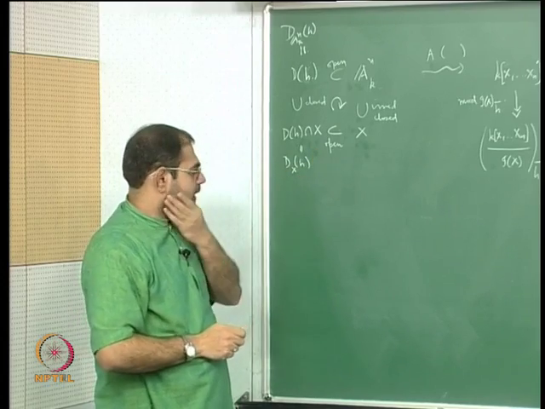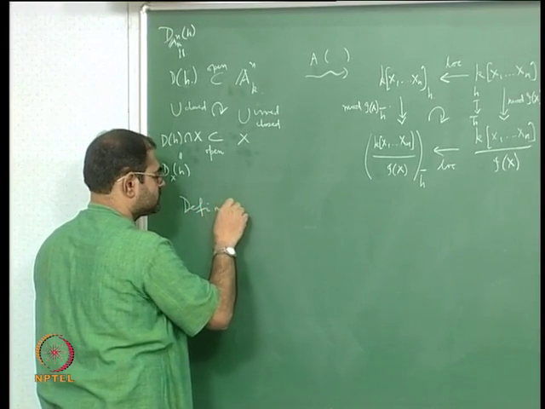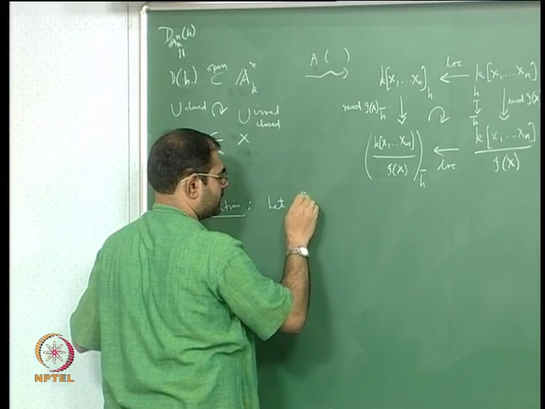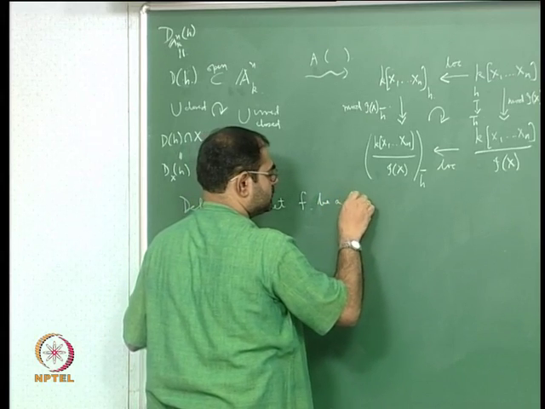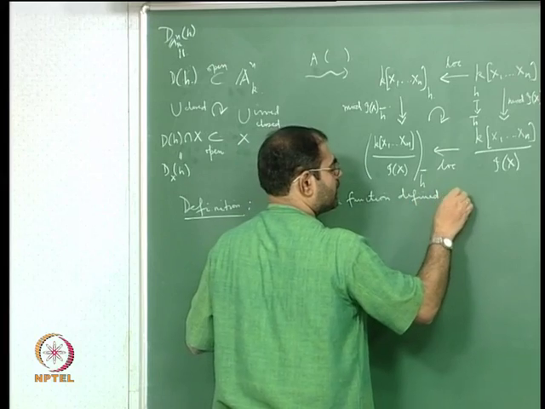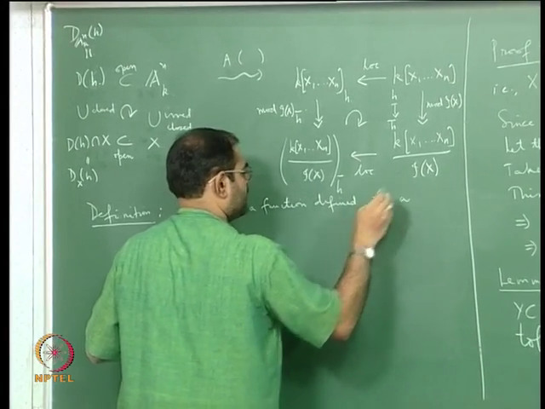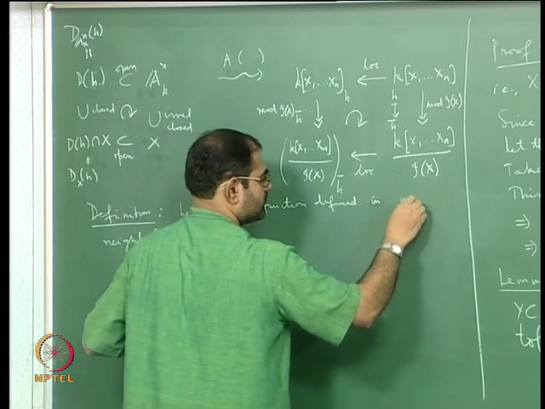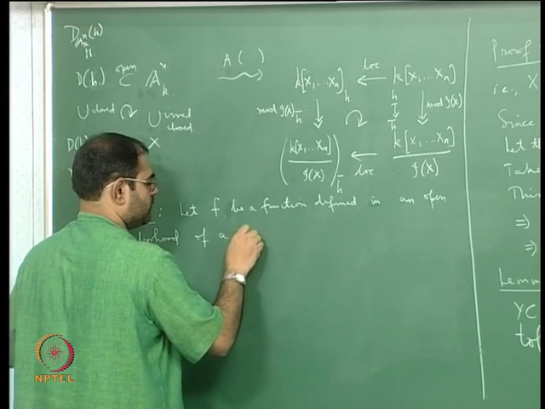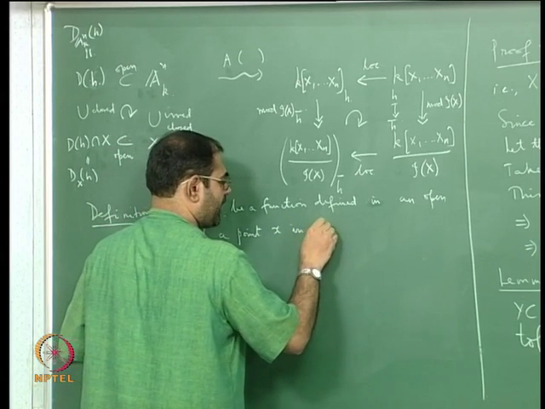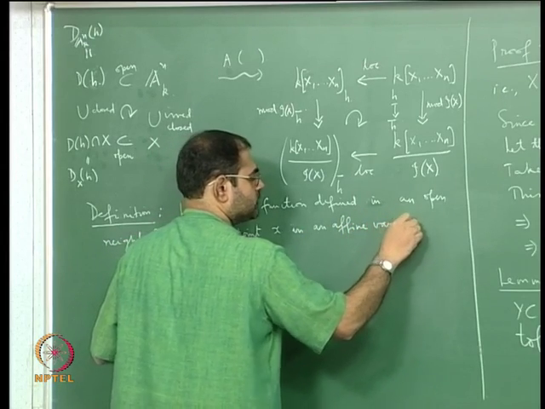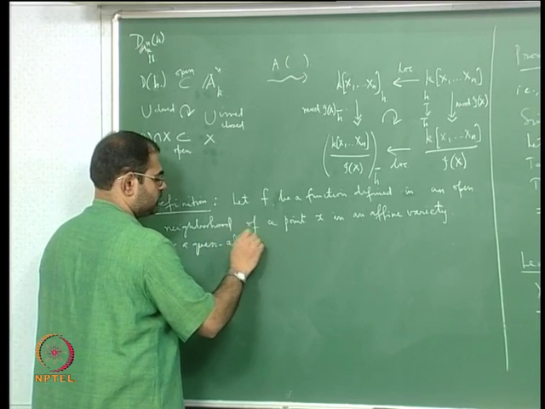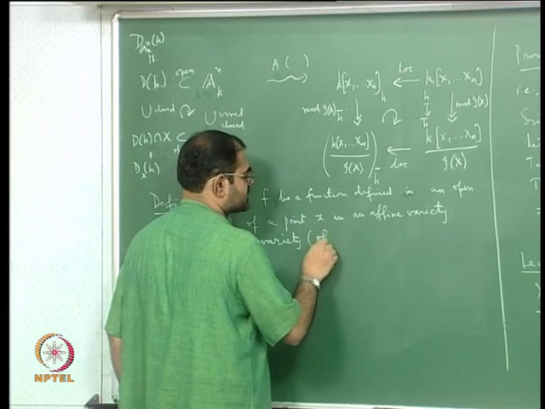So I'll make that definition now. Definition: let f be a function defined in an open neighborhood of a point x in an affine variety, or a quasi-affine variety. A quasi-affine variety is just an open subset of an affine variety.